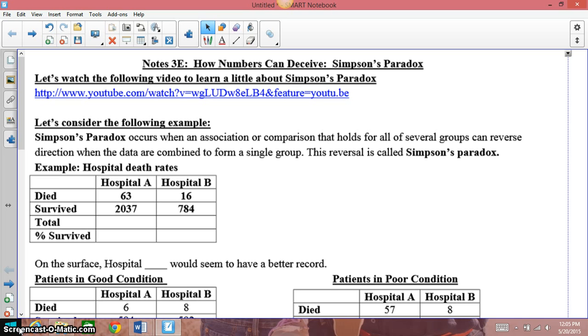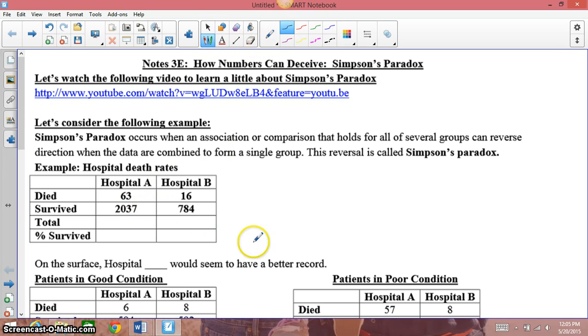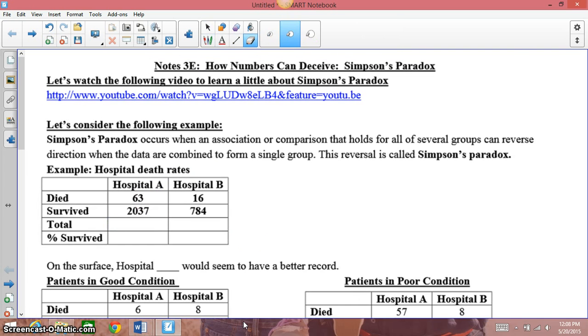We're looking at hospital death rates, for example, comparing two hospitals, Hospital A versus Hospital B. In Hospital A, 63 have died, 2,037 have survived, for a total then of patients that have gone to this hospital. Adding those two numbers together, you would find that to be 2,100. And then for Hospital B, 16 died and 784 survived, that would be a total of 800 patients that have visited that hospital.